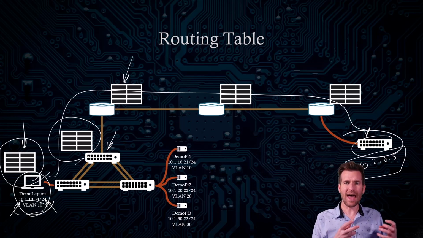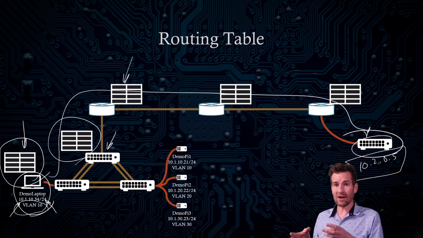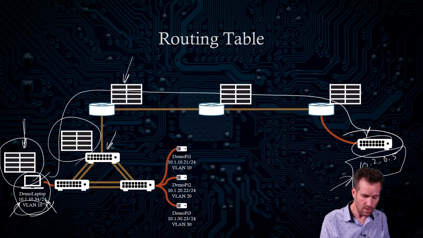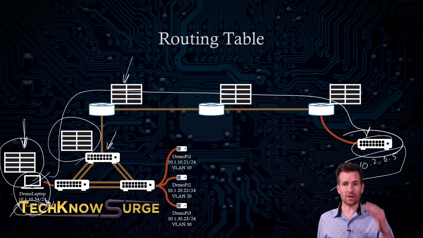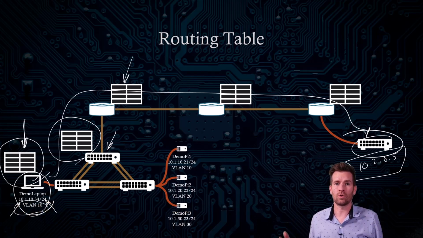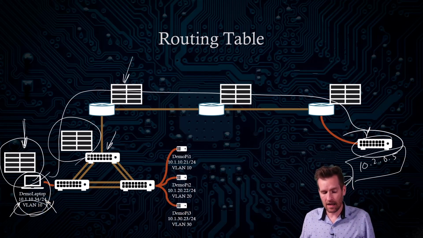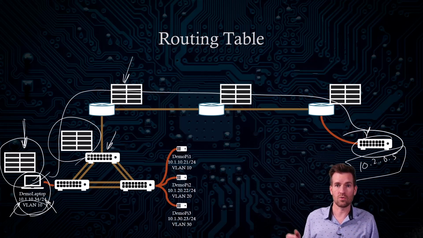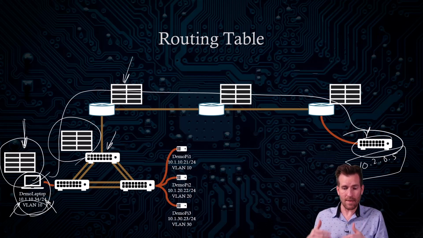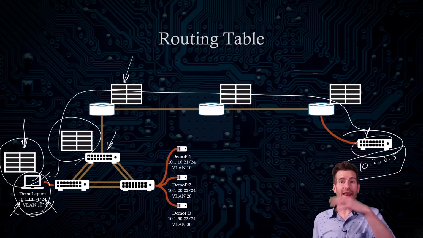Then for any packets that are being sent out, it's going to compare the destination IP address, in this case 10.2.0.5, to its routing table. And then it's going to find where it should send it. In some cases, it's just the local network, and then it needs to send it on its local network specifically to that specific MAC address. But other times it's going to be on another network.